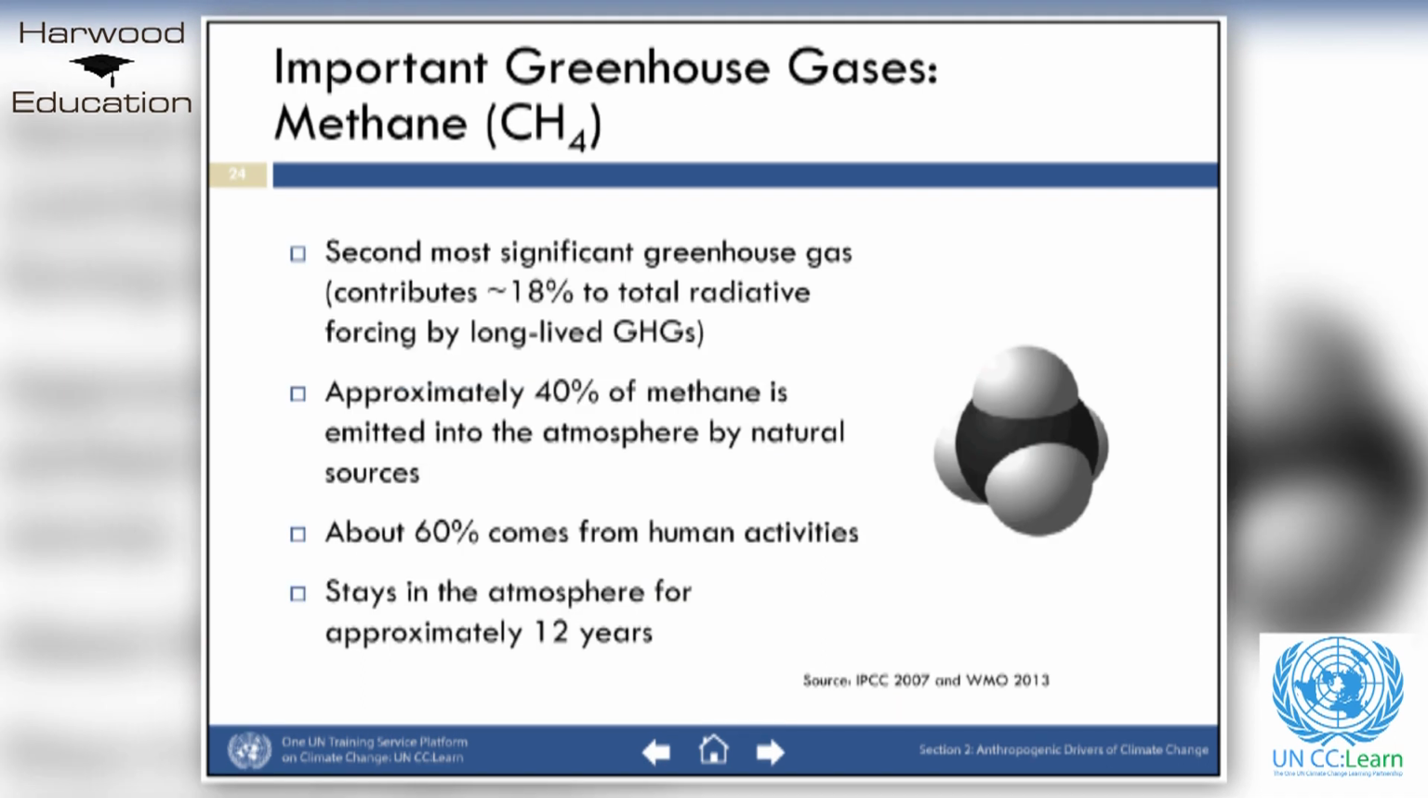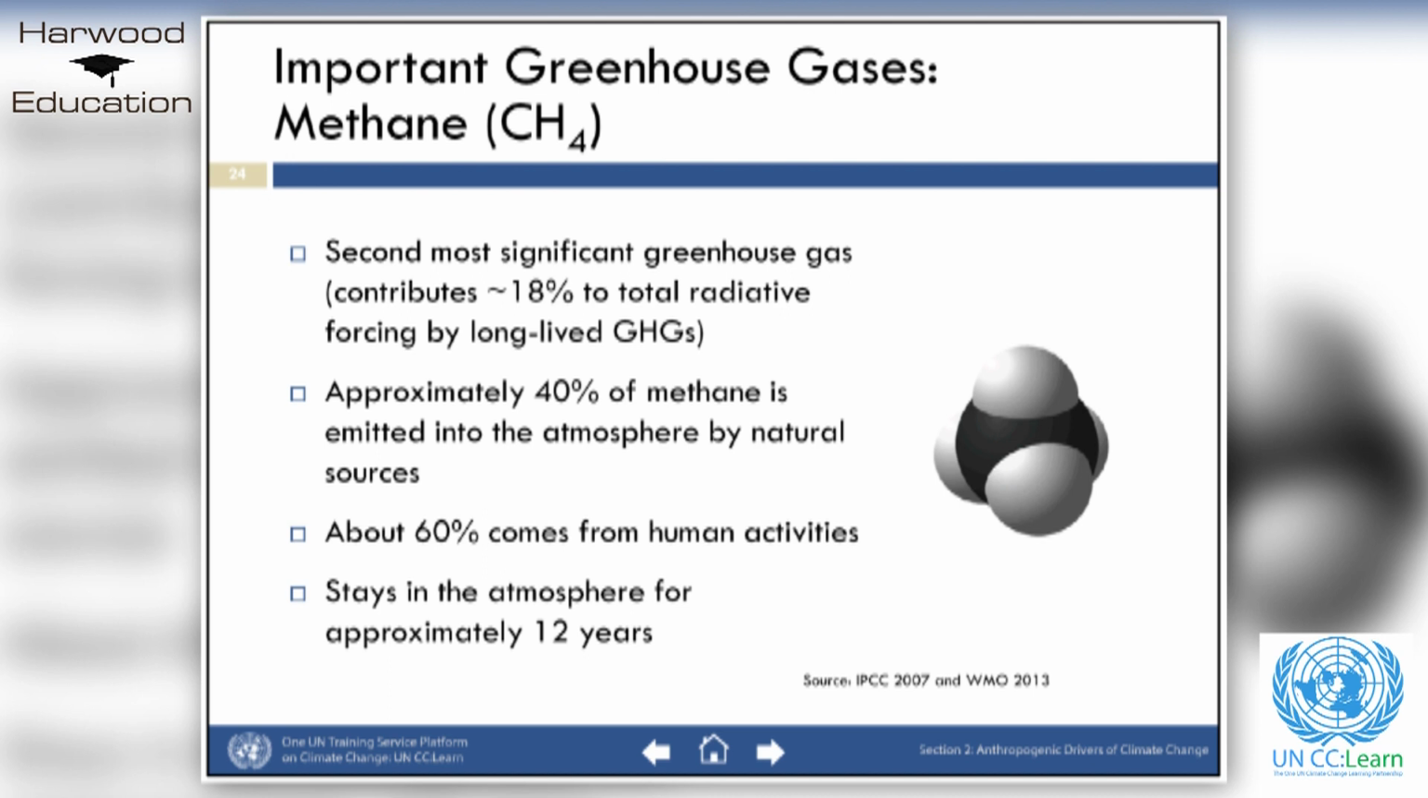Important greenhouse gases. Methane, CH4. The second most significant anthropogenic GHG is methane, CH4, which contributes to approximately 18% of total radiative forcing due to LLGHGs. Approximately 40% of methane is emitted into the atmosphere by natural sources, for example, wetlands and termites. About 60% comes from human activities, for example, cattle breeding, rice agriculture, fossil fuel exploitation, landfills, and biomass burning.